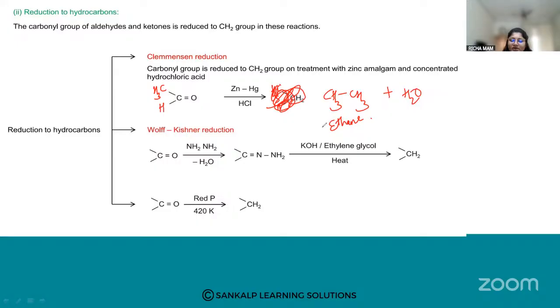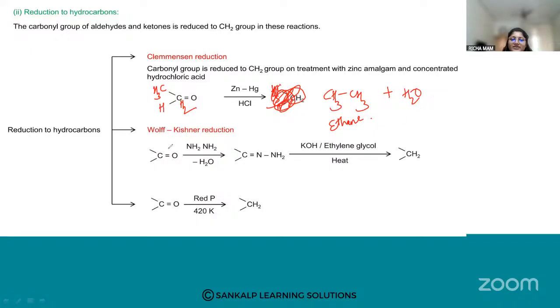I'm going to get a hydrocarbon, CH3, CH3. Hydrogen reduction is what? Addition of hydrogen. So we are adding hydrogen. CH3, CH3. Okay, fine.